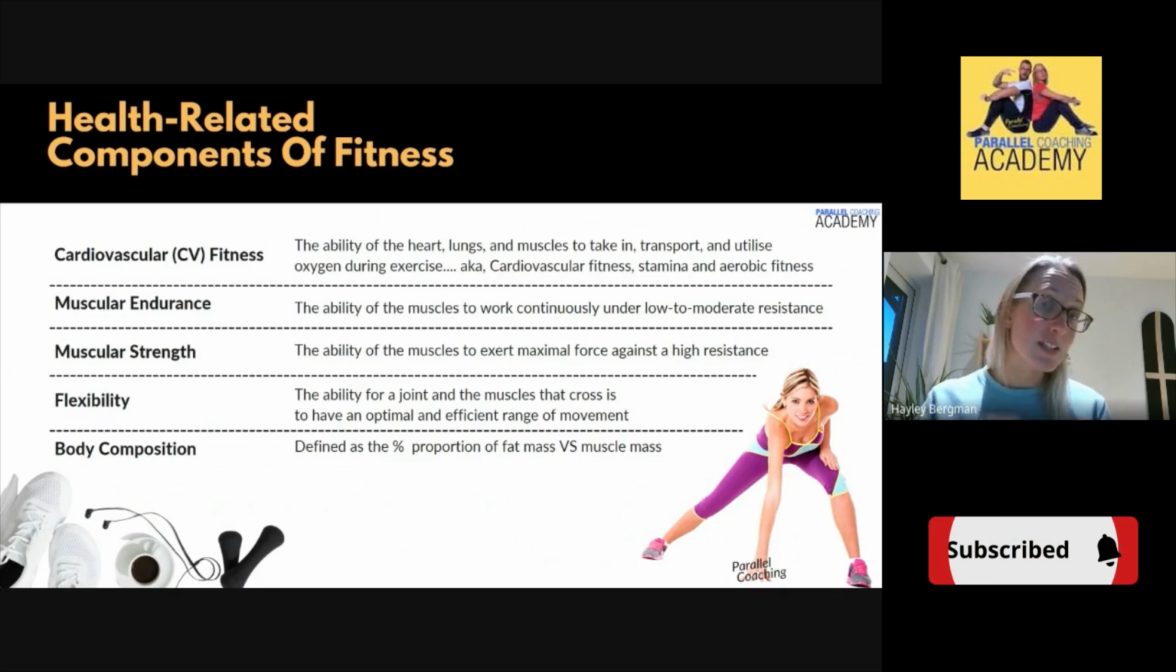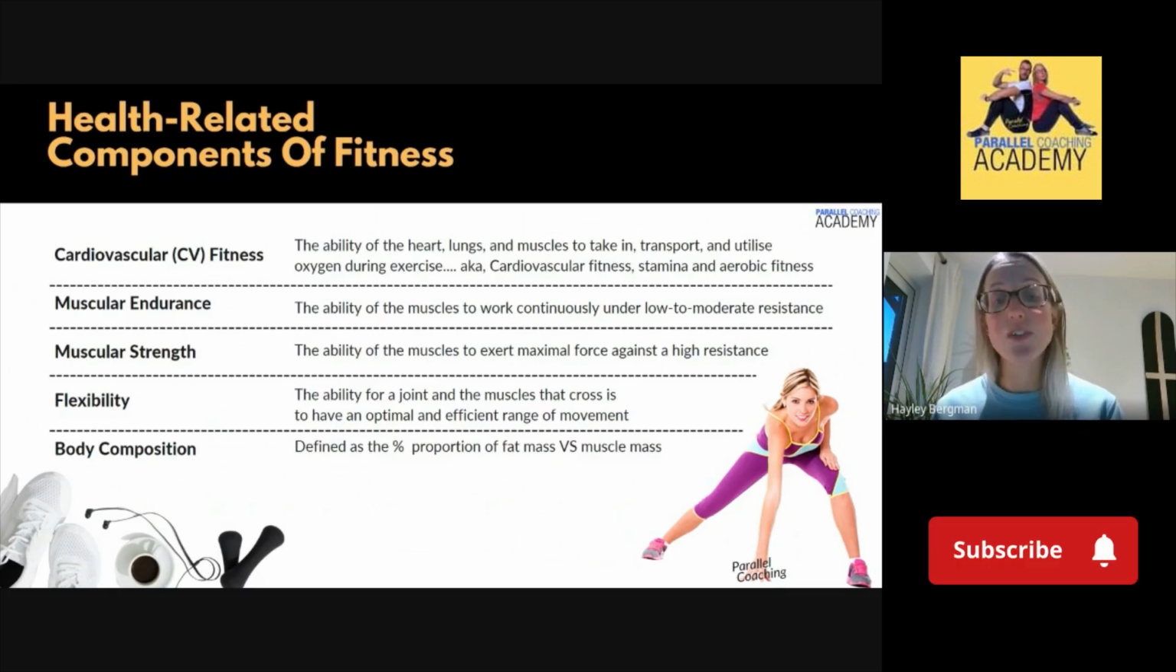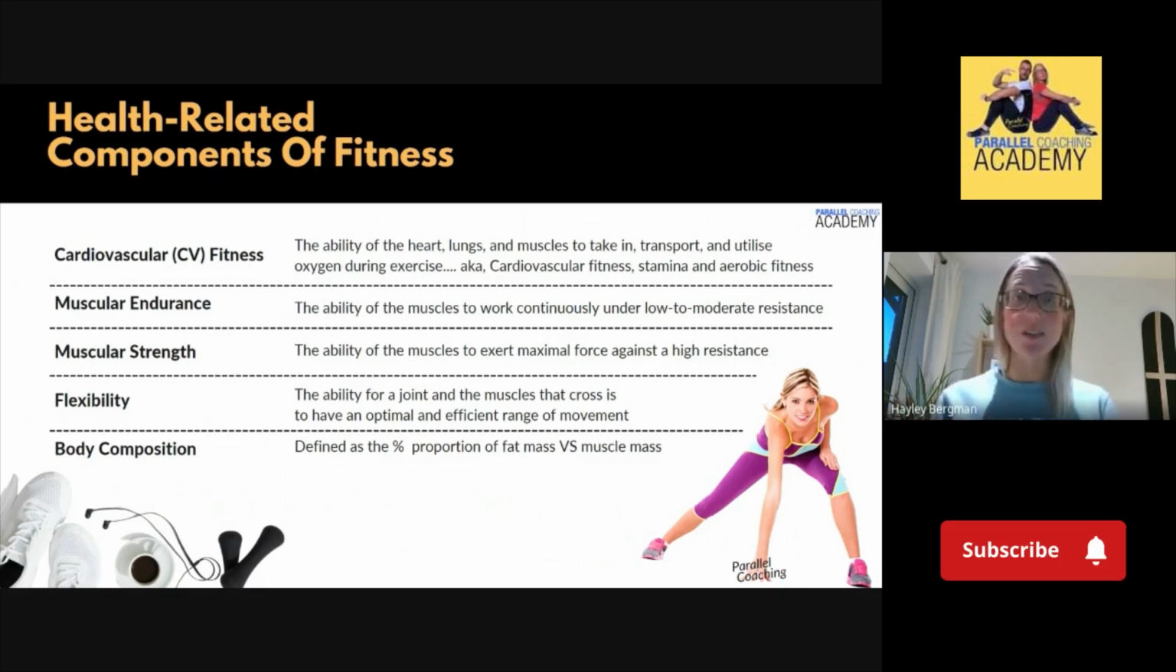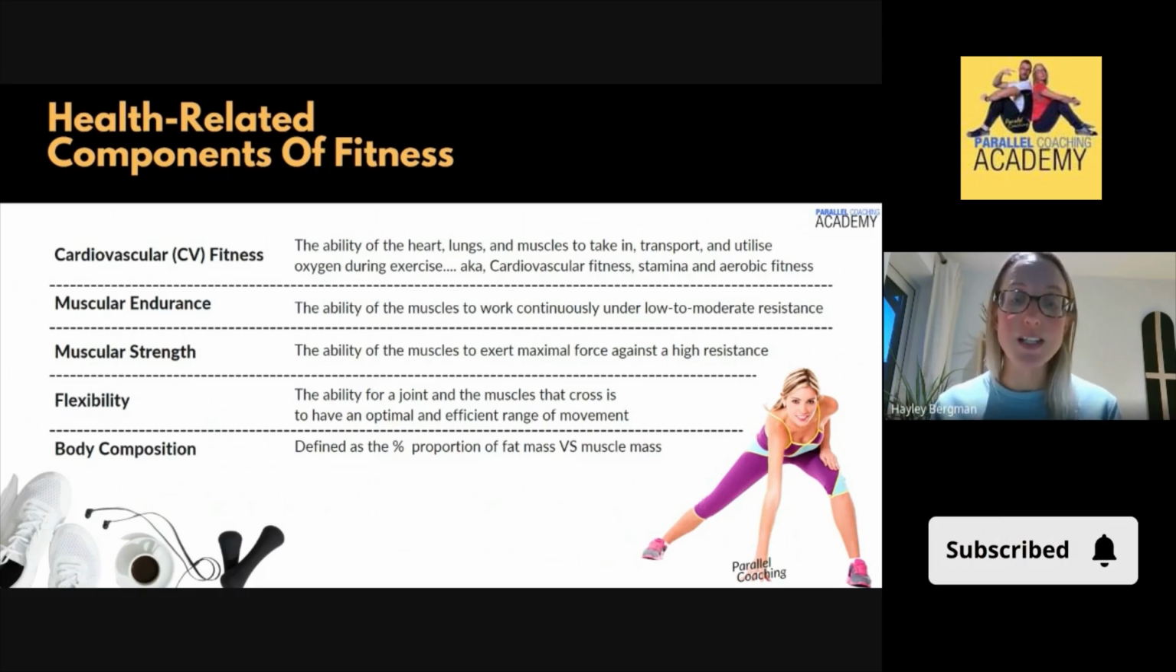Then we have flexibility. This is number 4. So flexibility is the ability for a joint and the muscles that cross it to have an optimal and efficient range of movement. Now, it doesn't mean that you have to be able to have your leg behind your head. It doesn't mean that you need to be able to touch your toes. It doesn't mean that you need to be able to rotate a certain way. What flexibility means is that you have an optimal and efficient range of movement for the things that you need and want to be able to do.